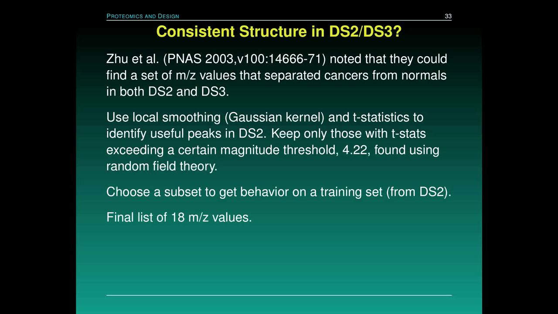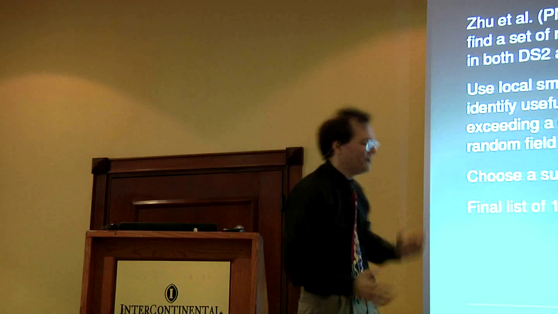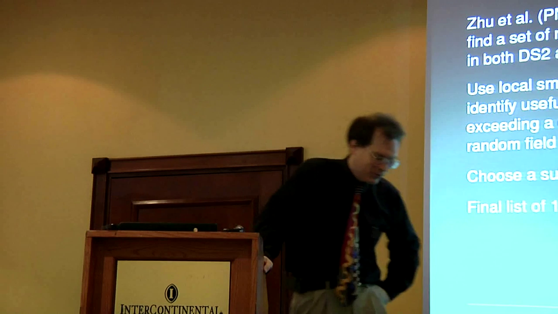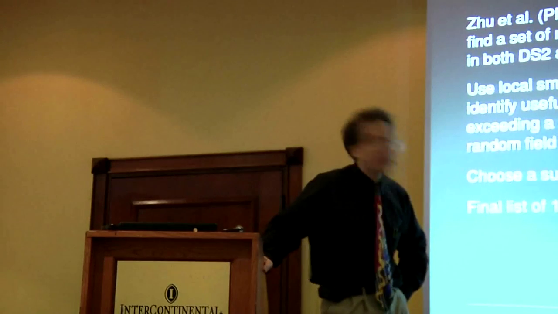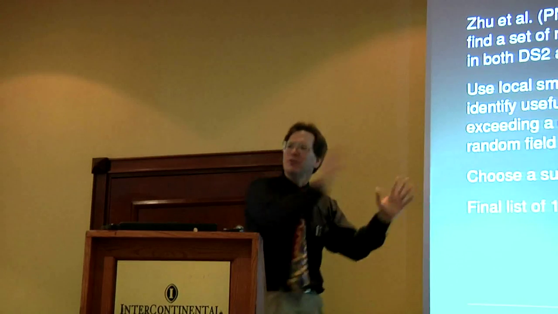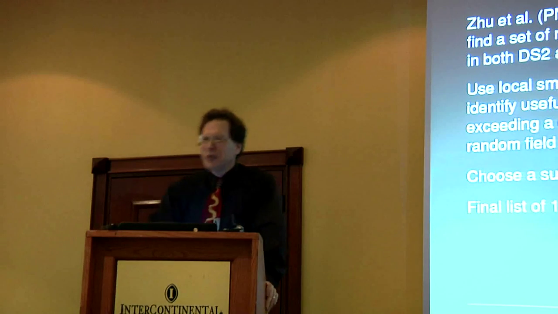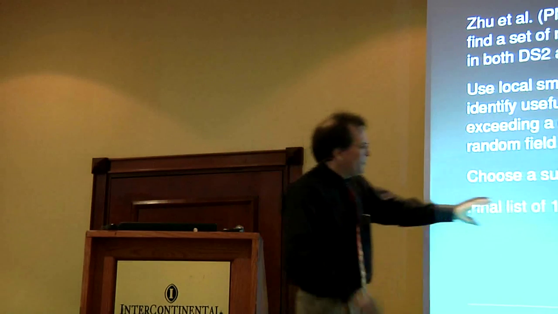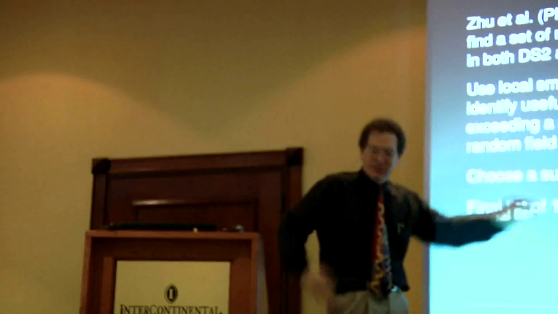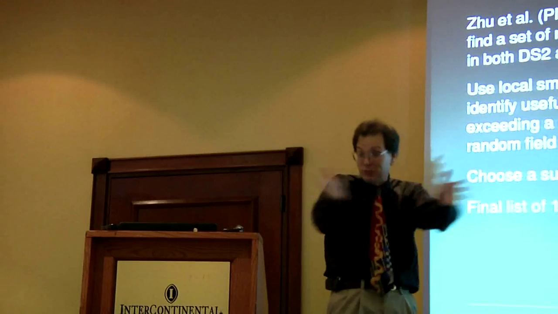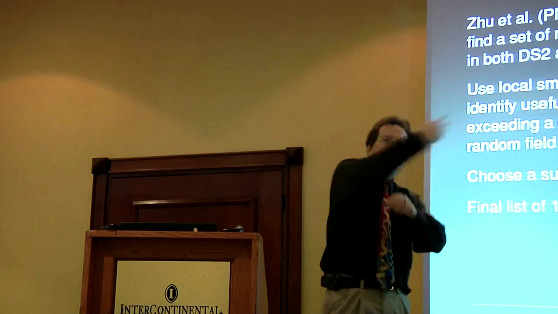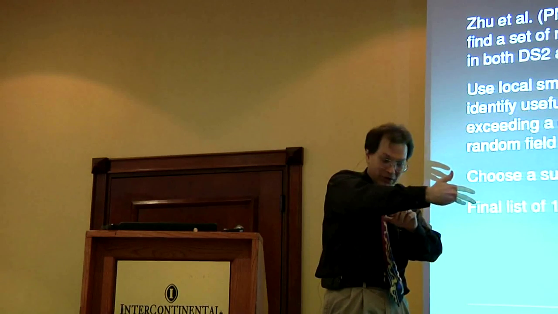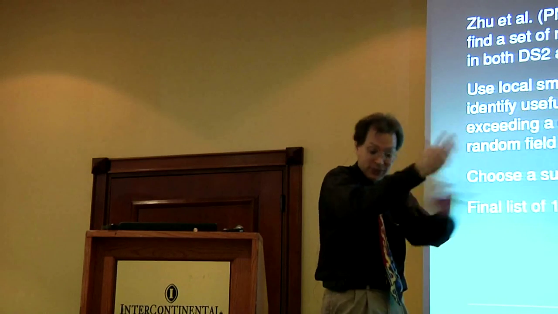So we went to this paper in PNAS. We read through it. We noted that it had random field theory, and it had wonderful equations, and it looked mathematically truly formidable, and it was wonderful. We couldn't figure it out, but it had wonderful mathematics in it. So we decided to do something moderately simple, which is, they came up with a final list of 18 peaks. What they did was they took the data set 2, they split it in half, they trained on it, they said, okay, does it work on the other part of data set 2? It did, and then they went to data set 3 and it said it still worked.